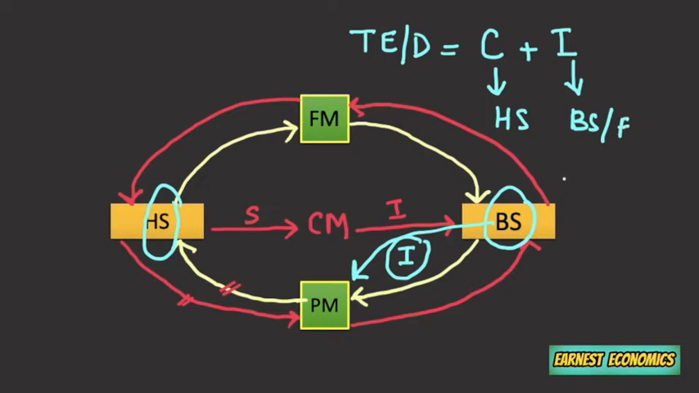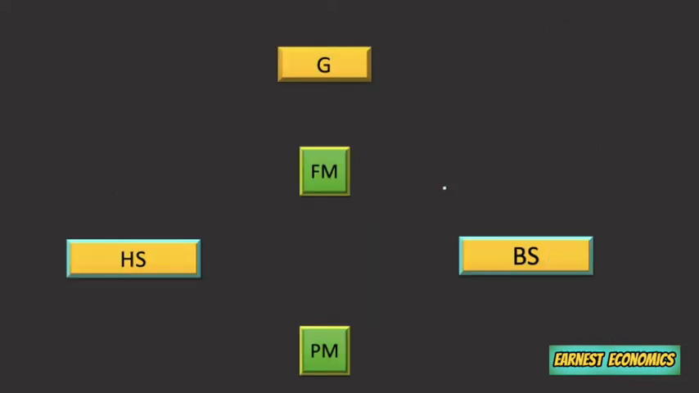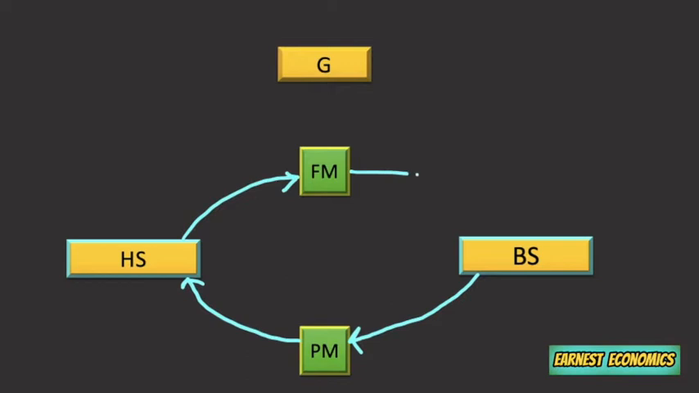Now let us move ahead to the three sector model, and let us see how this two sector model is actually transformed when we incorporate the government sector. First, let us again rebuild the two sector model. This is our business sector producing goods and services, and through the product market they move to the household sector, and the household sector provides factor services to the business sector.